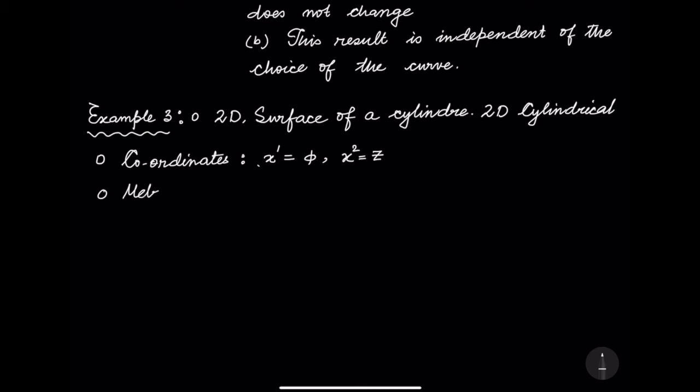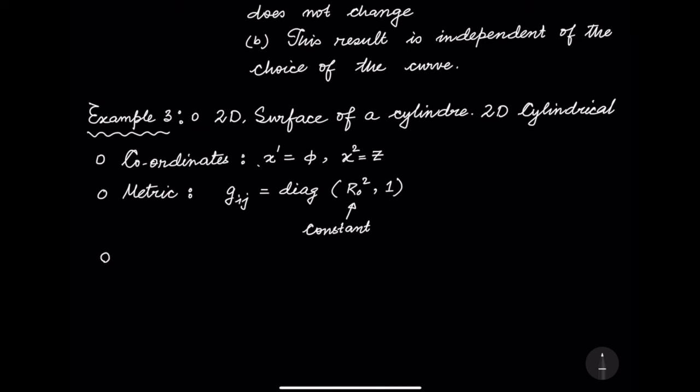Metric. This is obviously diagonal. And interestingly, here the metric is r0 square and 1. Remember, if I want to write down the line element ds square, it will be r0 square d phi square plus dz square. So the metric is r0 square, 1, which is interesting, because these are all constant, just like we saw for the 2D Euclidean Cartesian coordinates.